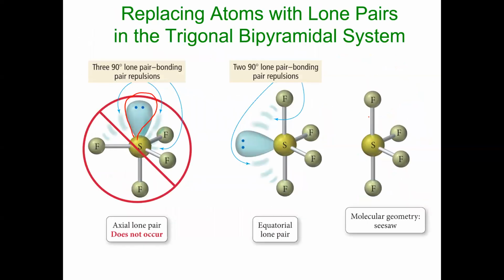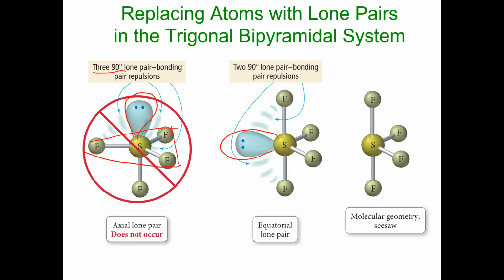Well, do we want to put it in an axial position or an equatorial? Because that matters. And what we find out is it does not want to go in the axial position, because if it does, all of these equatorial positions are within 90 degrees of this lone pair. So you end up having 3 90-degree lone pair bonding repulsions.